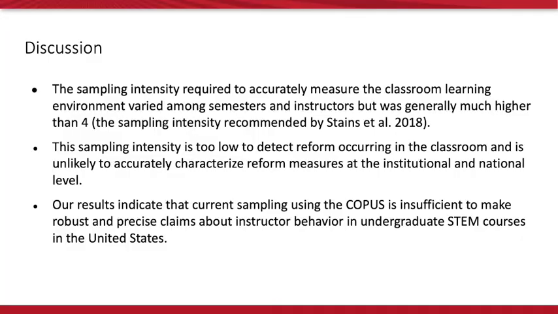The sampling intensity required to accurately measure the classroom learning environment varied among semesters and instructors, but was generally much higher than 4. This sampling intensity is too low to detect reform occurring in the classroom and is unlikely to accurately characterize reform measures at the institutional and national level. Our results indicate that current sampling using the COPUS is insufficient to make robust and precise claims about instructor behavior in undergraduate STEM courses in the United States.